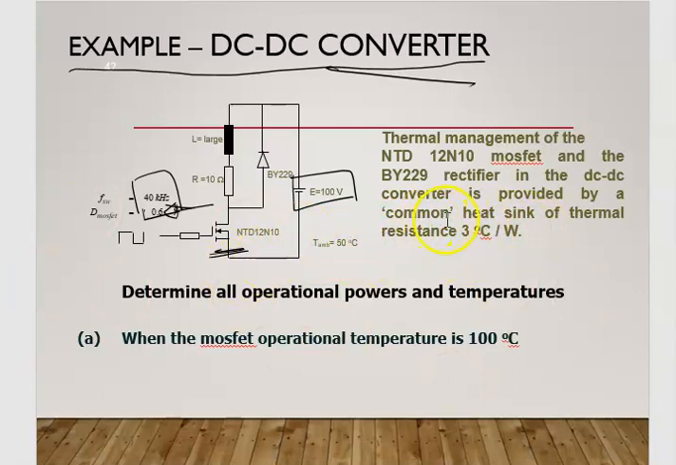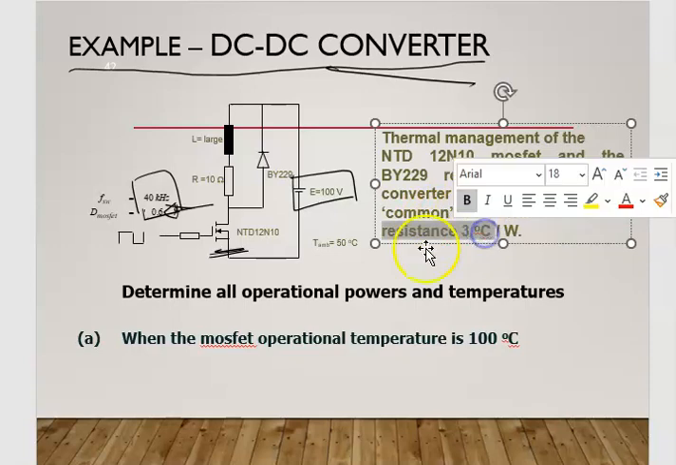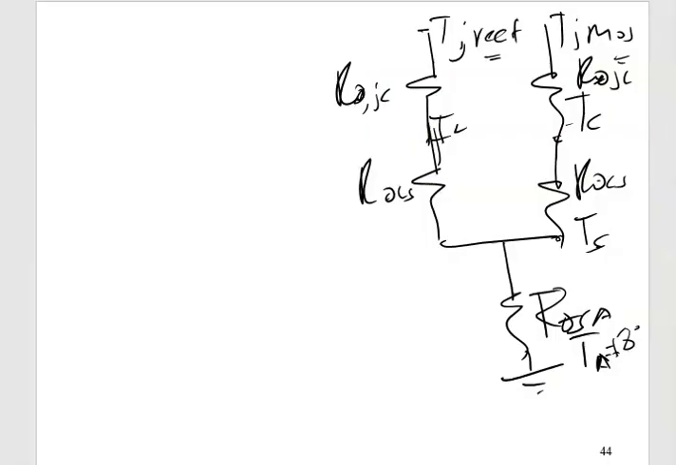Our R thermal SA, heatsink to ambient, is 3 degrees C per watt. Degrees C per watt. So draw or write nicely. Okay, what else do we have here? TJ MOS should be 100 degrees C. T is temperature, degrees C. R thermal is your thermal resistance. So degrees C per watt.